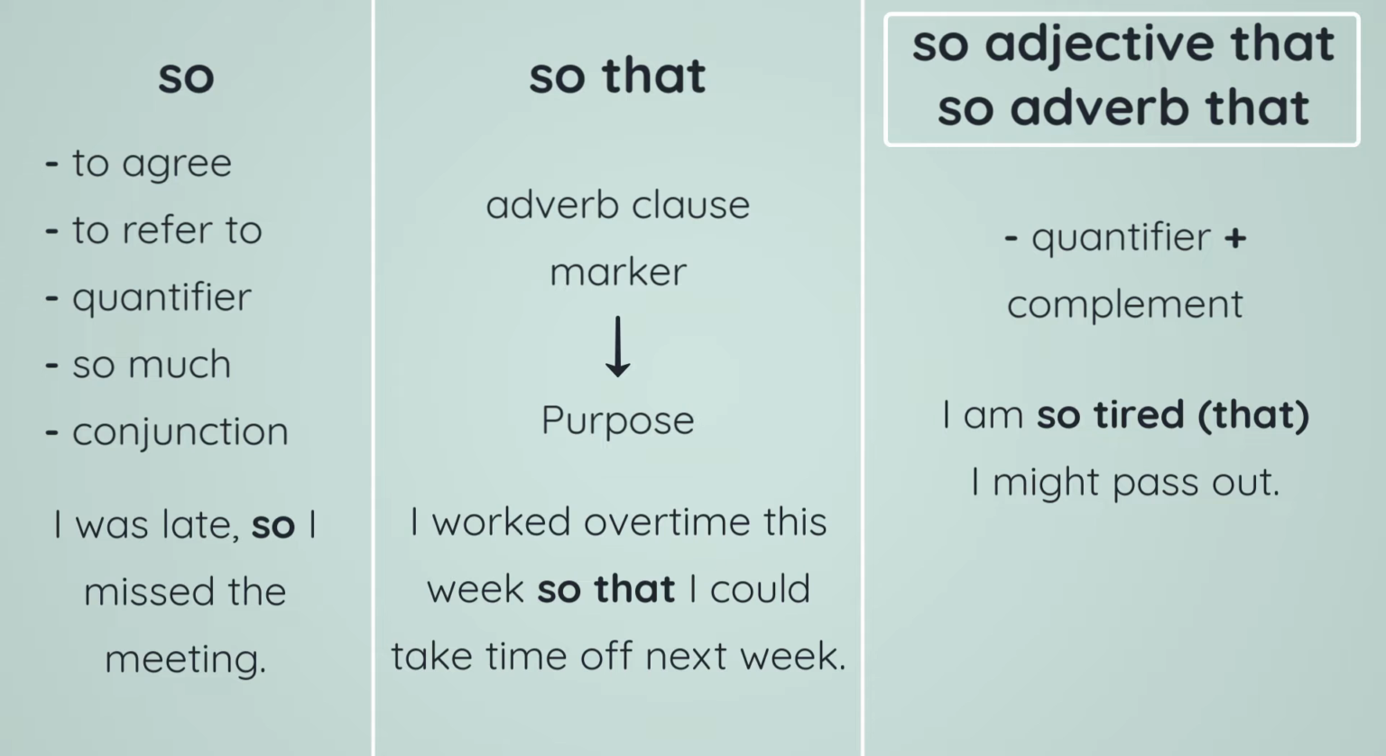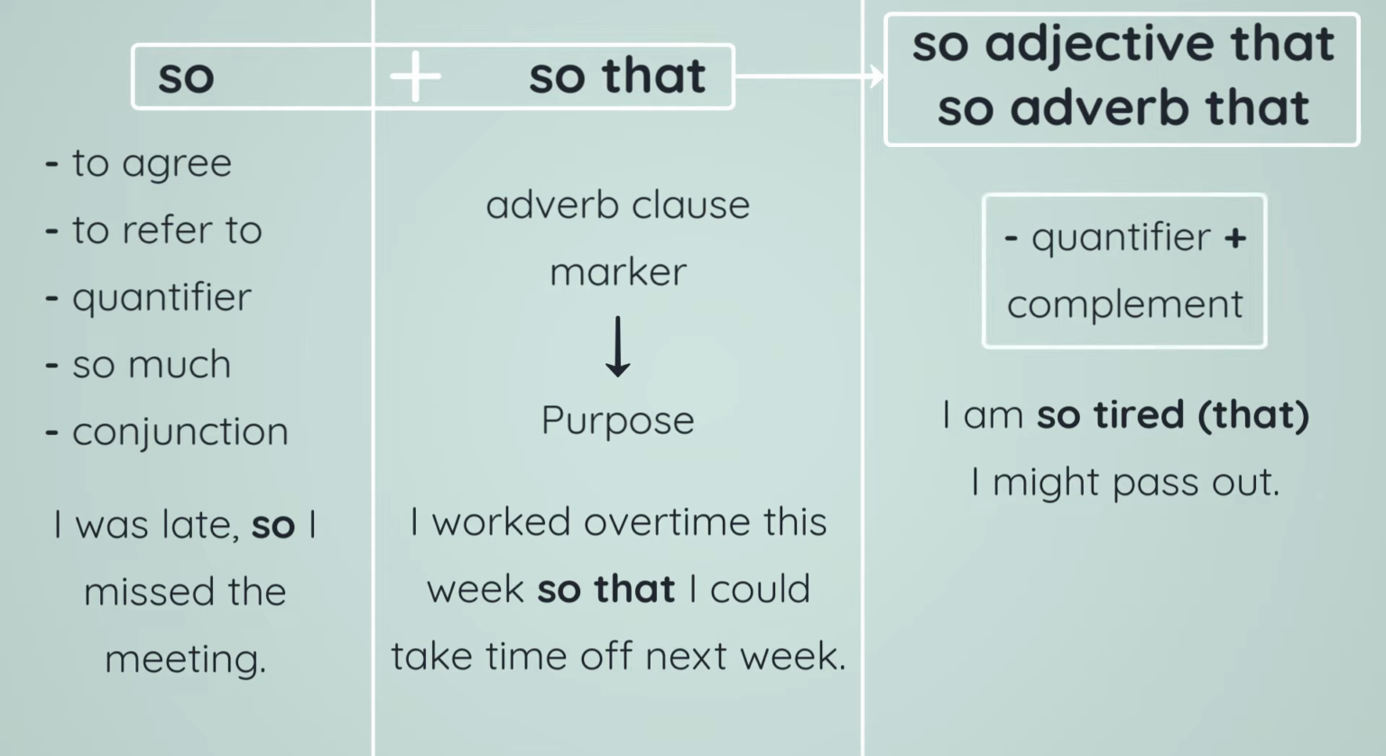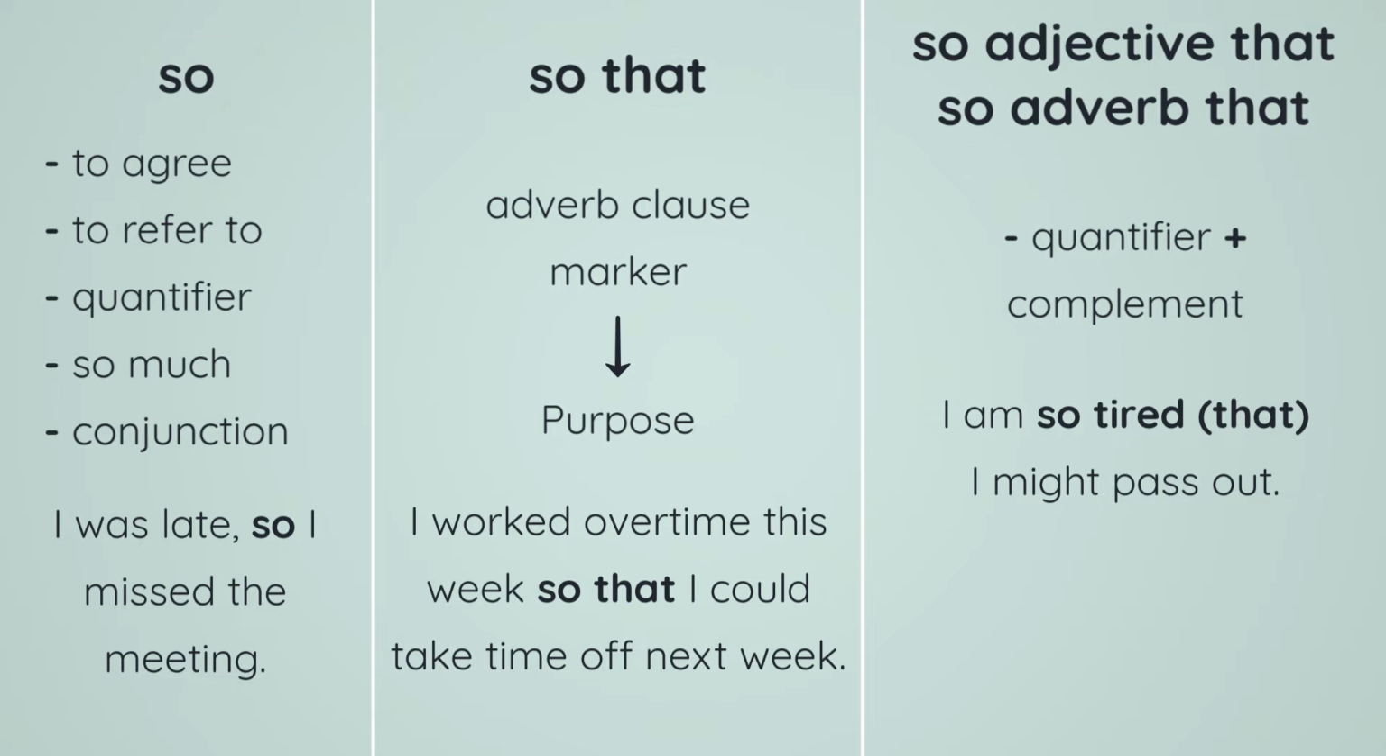Lastly, we have so adjective, so adverb that. Now, this is a bit of a combination of the two. You have a quantifier, so you're making this very something, and you want to give a little bit extra information. What does this mean? You want to complete the meaning of this. Let's look at this example.